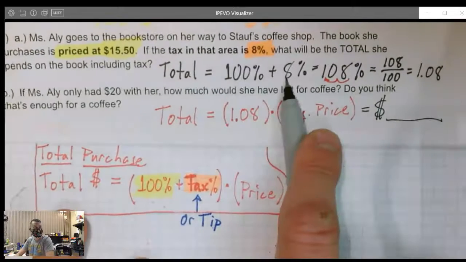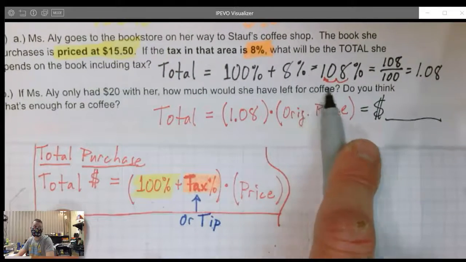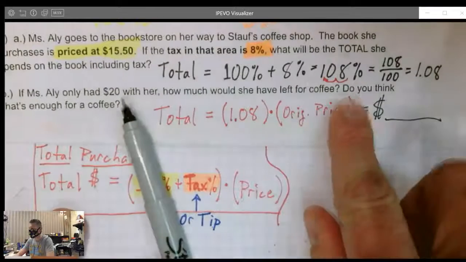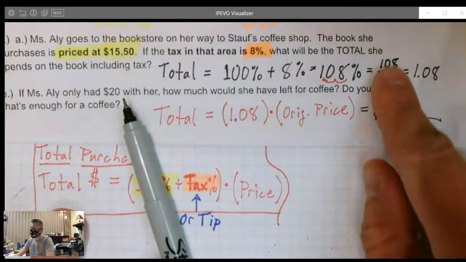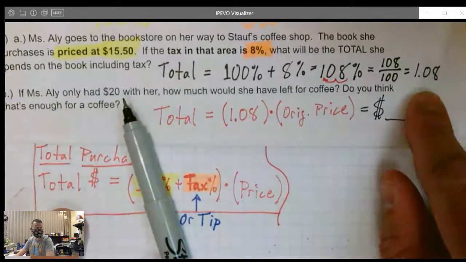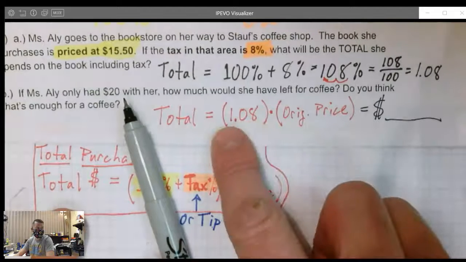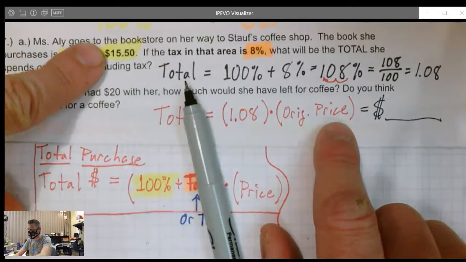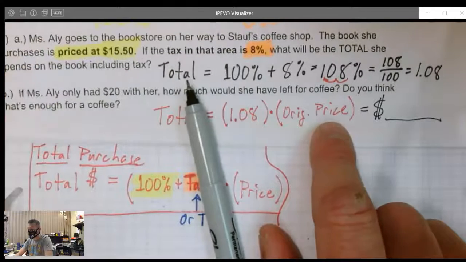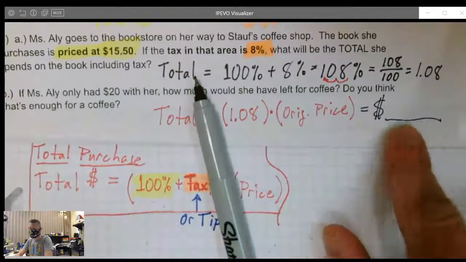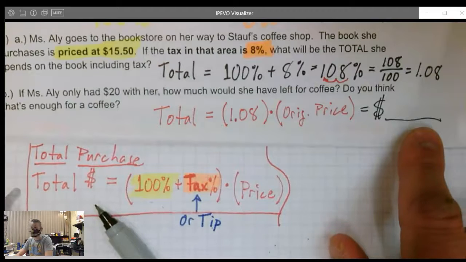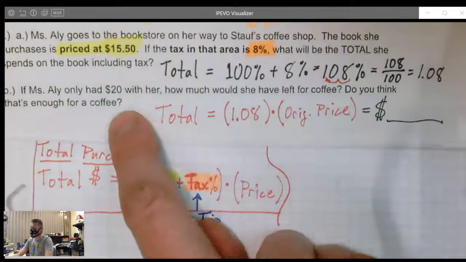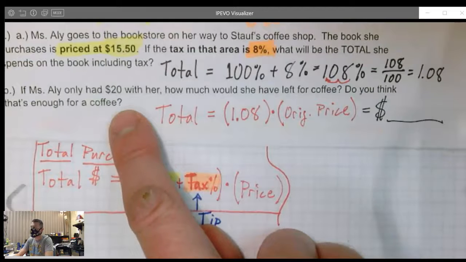So we add our 8%, but we can't use the percent sign because not all of our calculators have a percent sign. So we put it into either fraction or decimal form, and then we can do our math. You know what the original price is because it's in your problem up here. And you have a calculator to do this math and figure out what the book costs. Now, I will tell you, the book and tax will be less than $20. Miss Allie can afford this.